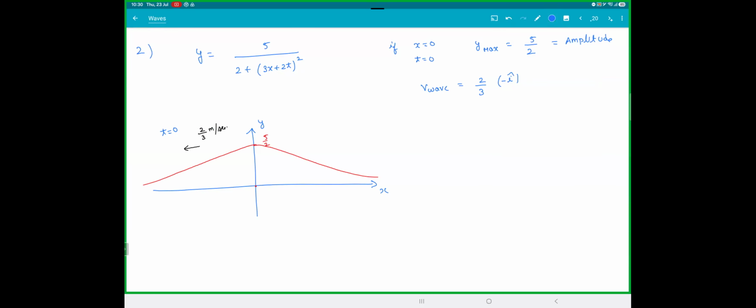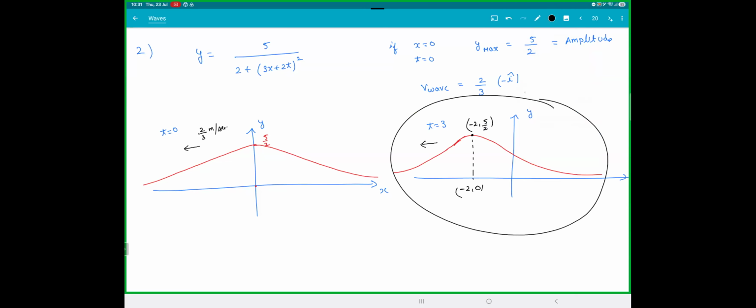Now you're asked to find the shape of this pulse after 3 seconds. After 3 seconds, how much will this bump travel? 2/3 into 3, 2 meters. So basically, you have to push this whole bump to the left side by 2 meters. So this will be (-2, 0), and this coordinate will be (-2, 5/2). And this bump is traveling backward. That is the answer at t = 3.